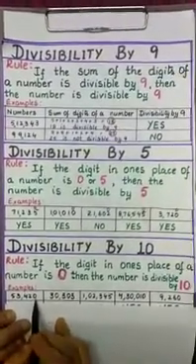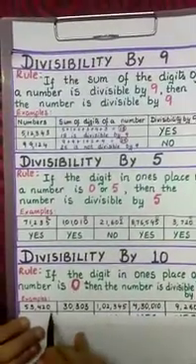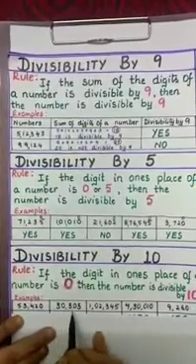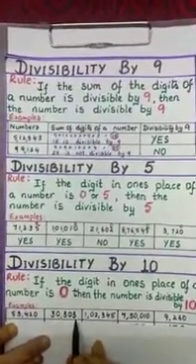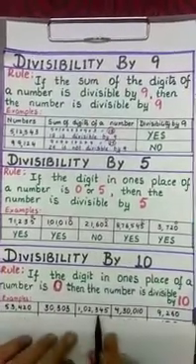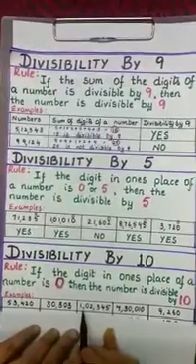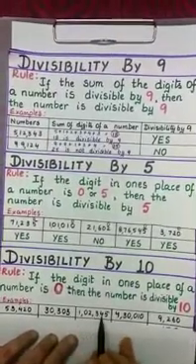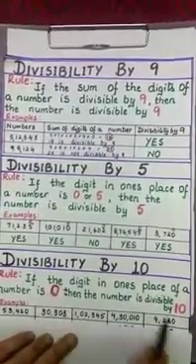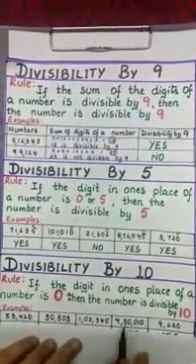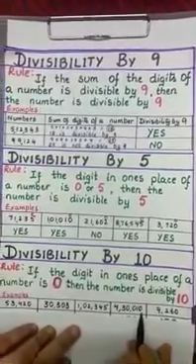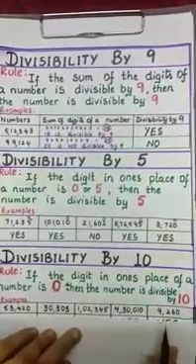The first one, 53,420. You observe the digit in ones place, we have 0 here. Hence it is divisible by 10. Next one, 30,303. The digit in ones place is 3, but not 0. Hence it is not divisible by 10. Next one, 1,02,345. The digit in ones place is 5, but not 0. Hence it is not divisible by 10. 4,30,010. The digit in ones place is 0. Hence it is divisible by 10.